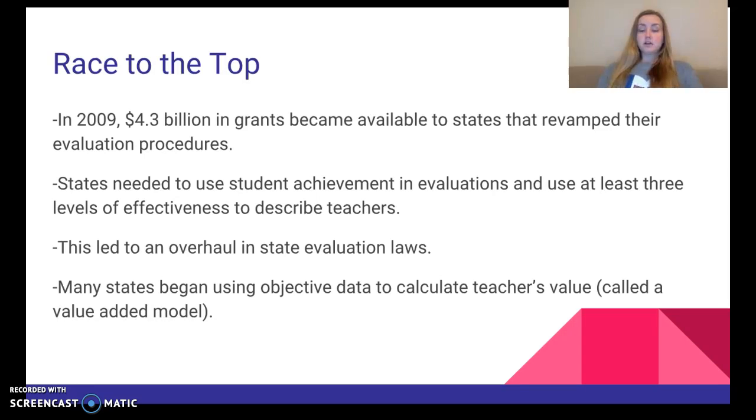A lot of states overhauled their evaluation laws because of this, and a lot of states began using a statistical procedure called a value added metric to determine whether or not teachers added value to a student's education. So they look at student growth and how students change with the presence of that specific teacher.